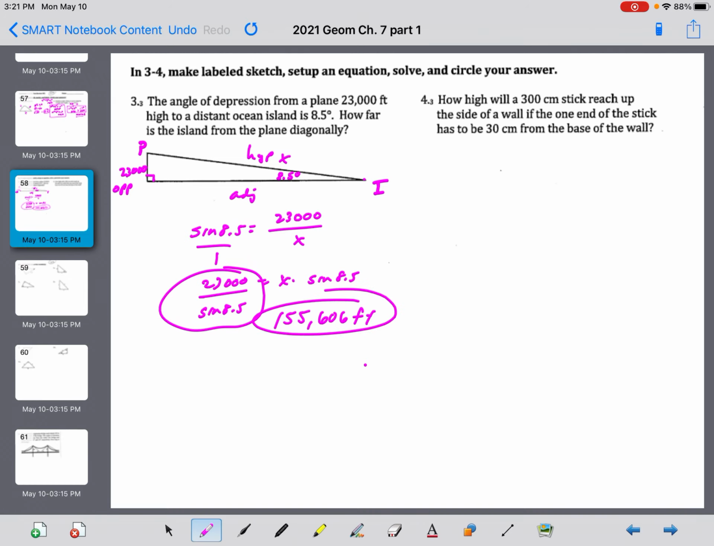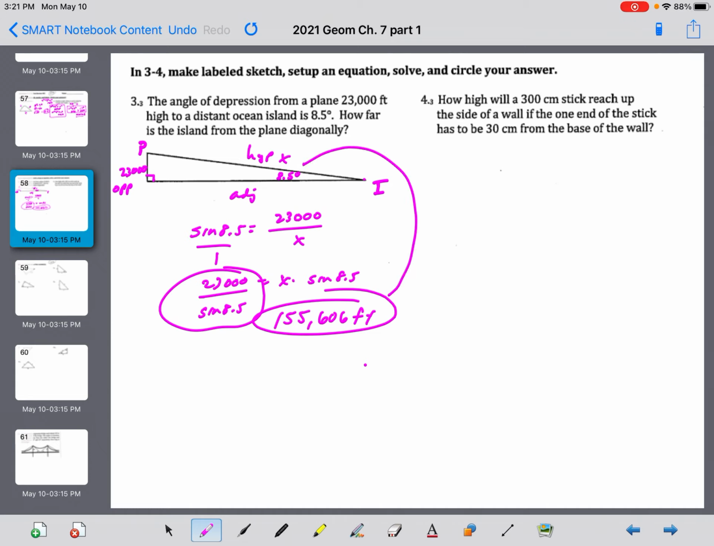Let me just check my answer here on a calculator quick. If you can't see me right now, I'm taking 23,000 divided by sin 8.5. Yep. So we could divide that by 5,280 and calculate how many miles the plane is away, but that's not what they're asking us to do right now. So a little bit of plane spotting. How far are you from the plane?